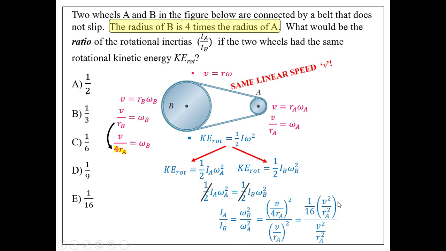V squared over RA squared. But really, you have two same terms here, top and bottom. You can just cancel it out. So the only thing left is just 1 over 16, which matches answer choice E. Okay, moving on.